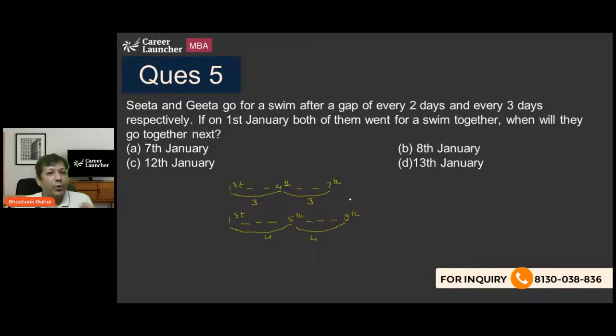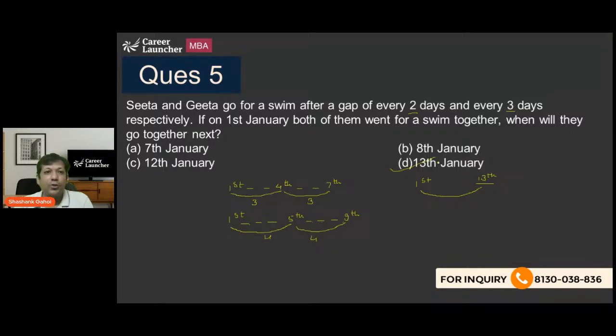So here I'm not going to take LCM of 2 and 3. Here I'm going to take LCM of 3 and 4. So LCM of 3 and 4 comes out to be what? 12, right? So basically on 1st they are going to go together, and after 12 days after 1st, they are going to go again. So which day they are going to go again? That is going to be 13th of January. So answer of this question is going to be option B.